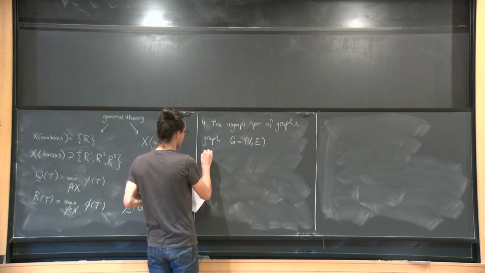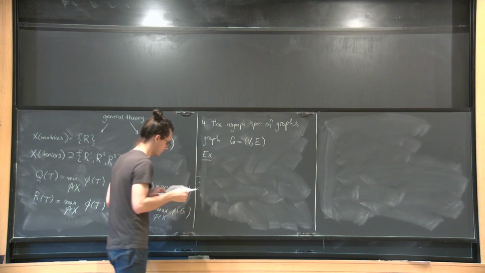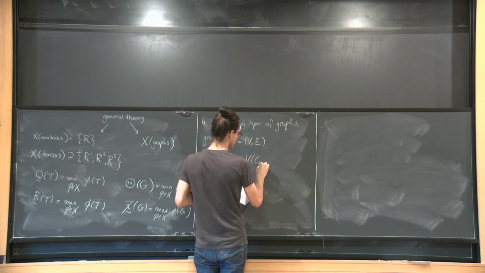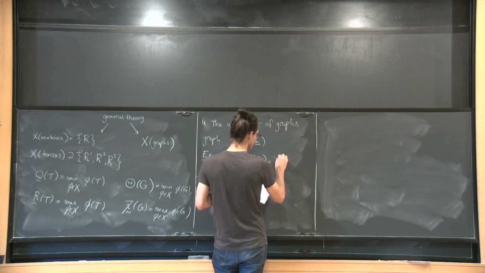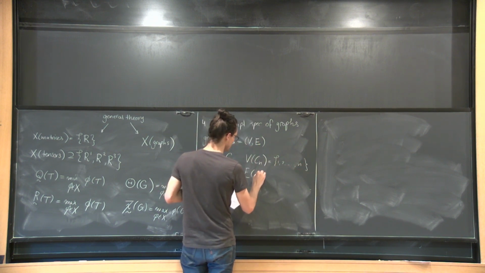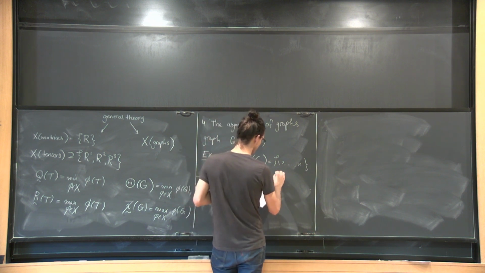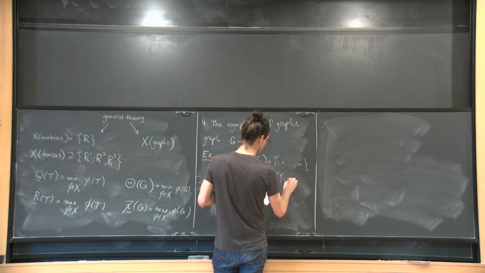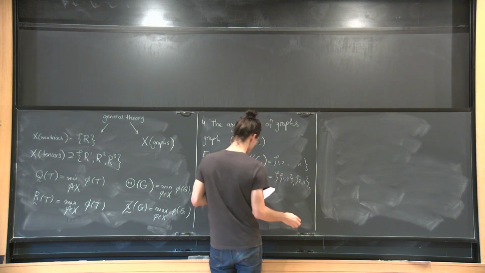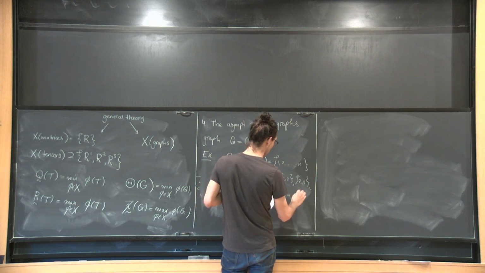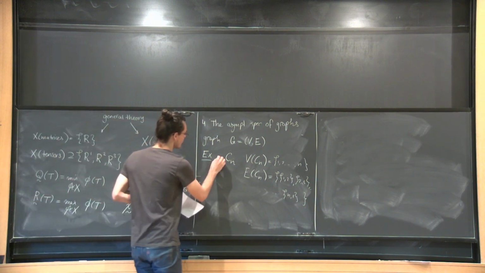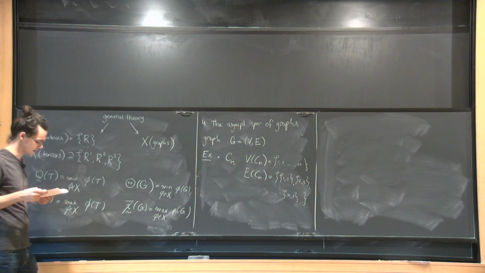Examples are the cycle graph Cn, which has as vertices the numbers 1 to n, and as edges consecutive pairs. So 1,2; 2,3; and so on up to n,1 to make it a cycle. We saw C5 and C7 in the beginning.